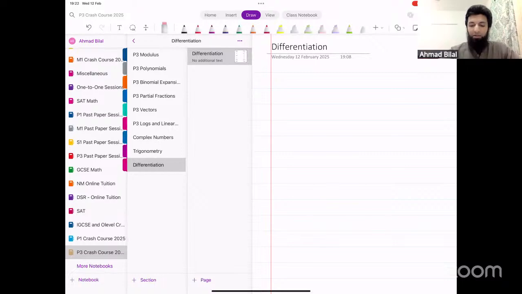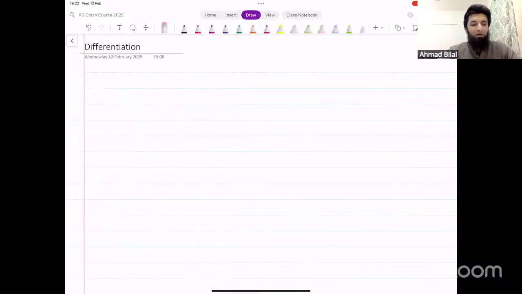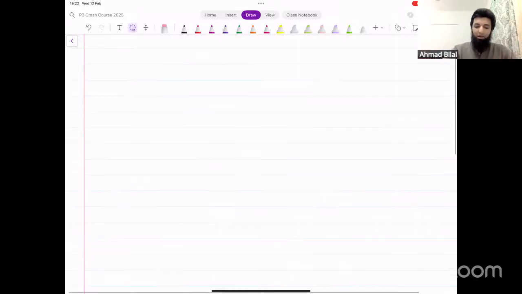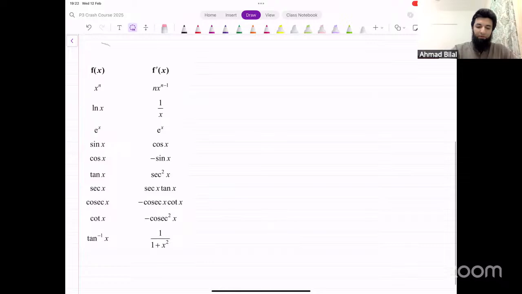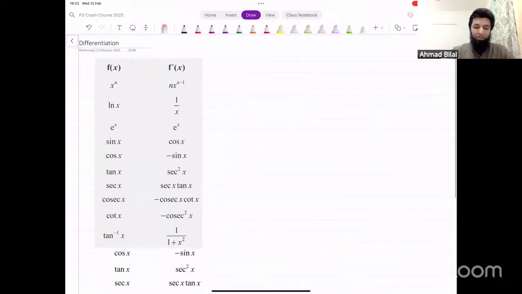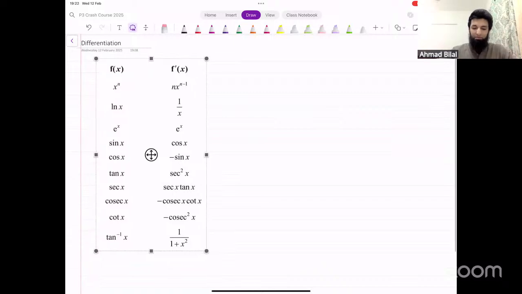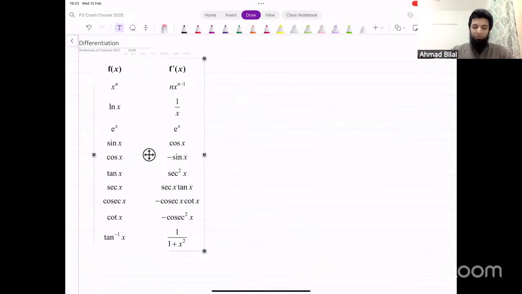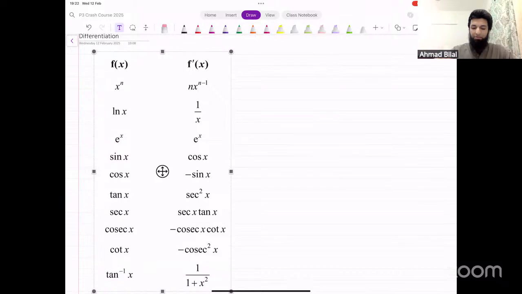But the new thing here is that we will learn how to differentiate a number of other types of functions now. In paper one, we just did one type of function. Now we'll have a number of other types of functions. We will do that first using what is given in the formula sheet. So I've taken this from the formula sheet. Now we'll go through these rules one by one.